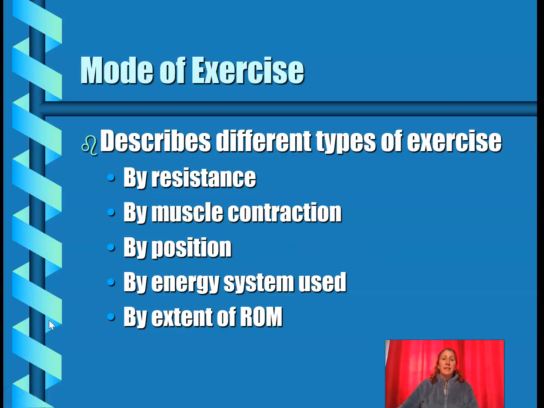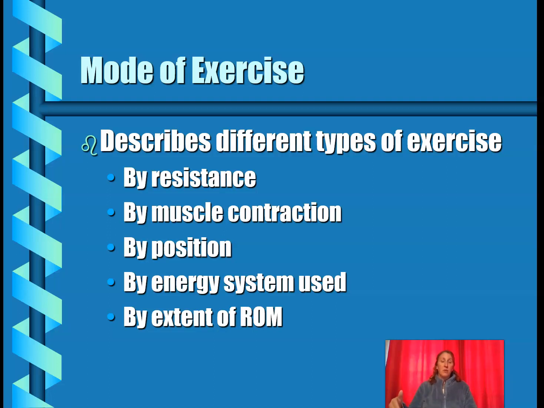When we're looking at the type of exercise, this can vary depending on what the objectives are, but you have a lot of factors that are taken into consideration when you're looking at the mode of exercise. By resistance, we're looking at free weights, Cybex machines, TheraBand. We're looking for muscle contraction. This is going to be the difference between isometric, concentric, and eccentric.